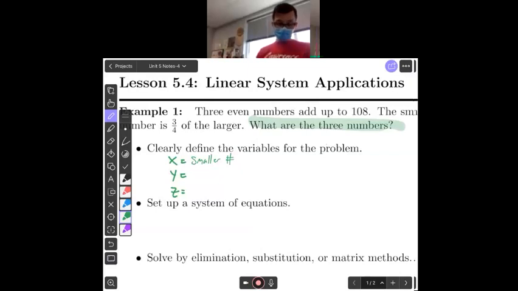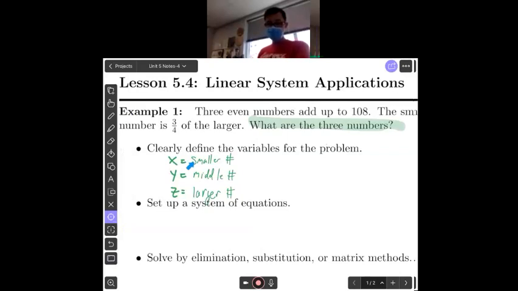So I'm going to make a decision here, right? I get to decide. So I'm going to decide to put the larger number last, and then the middle number will go in the middle. But nothing's stopping me from switching that all around. Okay? But each one of those has to represent a number. We have to be able to tell the numbers apart. Which one's the smallest, which one's the middle, which one's the largest. So kind of naming them, but each one of them is a number.